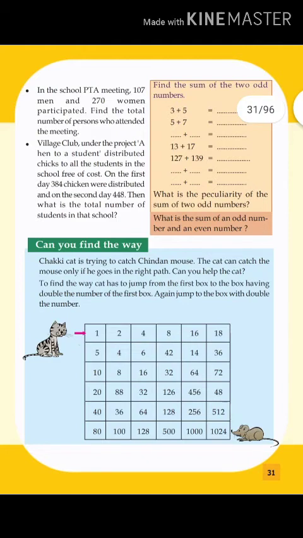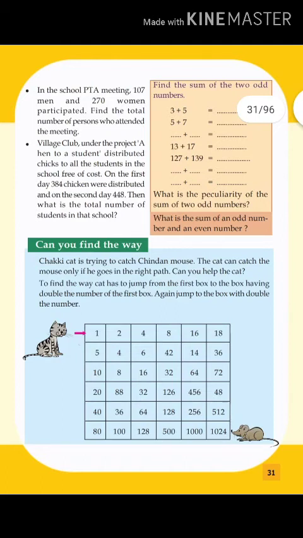That is the first number, number 1. What is the double of 1? That is 2. Then 2 plus 2, 4. Then 4 plus 4, 8. Then you find out the doubling of numbers and finally you get the rat. The Chucky cat will catch Chindan mouse. Okay, you find out the right path.